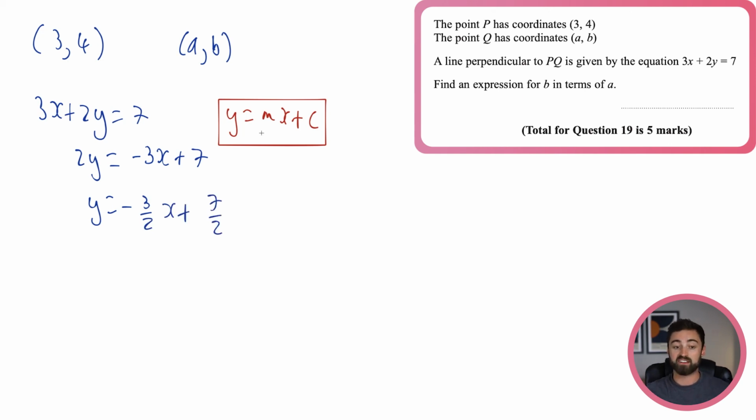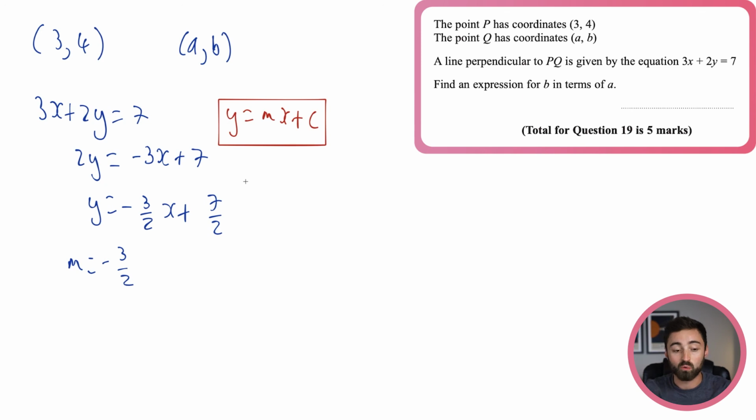Now I want you to compare it with this red box. What is m in this case? It's going to be minus 3 over 2. Okay, so that's not the gradient of PQ, is it? That is the gradient of this line, which is perpendicular to PQ. So whatever the gradient of PQ is, I don't know.